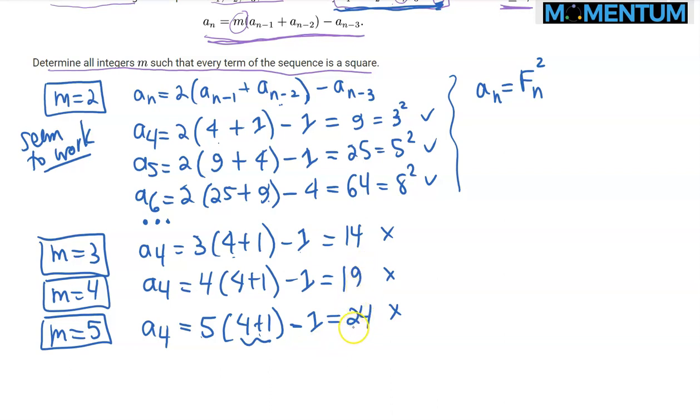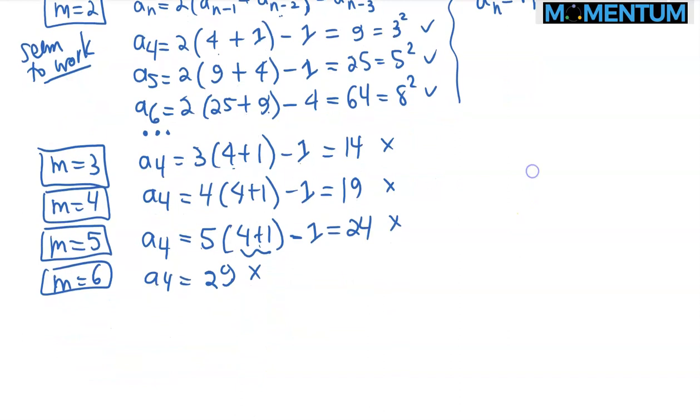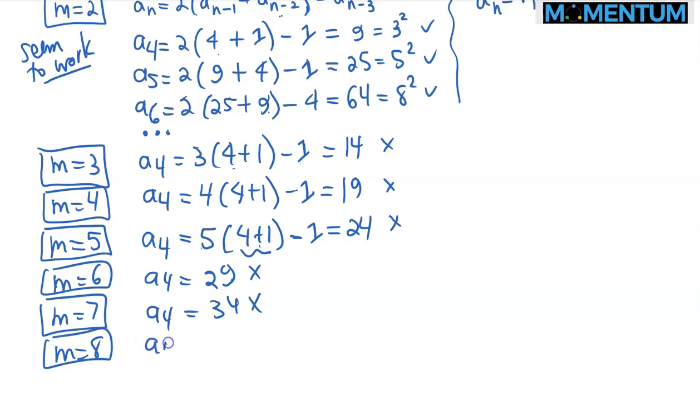So 29 won't work, so we might as well skip m equals 6. That won't work because a4 here will come out as, I mean, you can just plug it in, so this 29 won't work. M equals 7 will come out as, well, if you plug in m equals 7, a4 comes out as 34. Again, not gonna work. You guys can see 39 not gonna work, 44 not gonna work, but 49 has the potential of working, and m equals 8 won't work. Why? Because a4 here will end up being 39, not work.